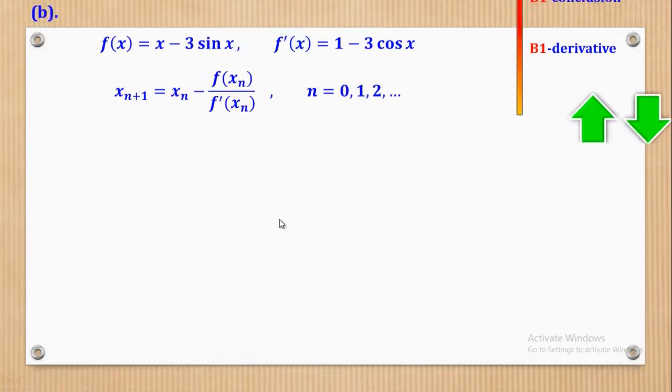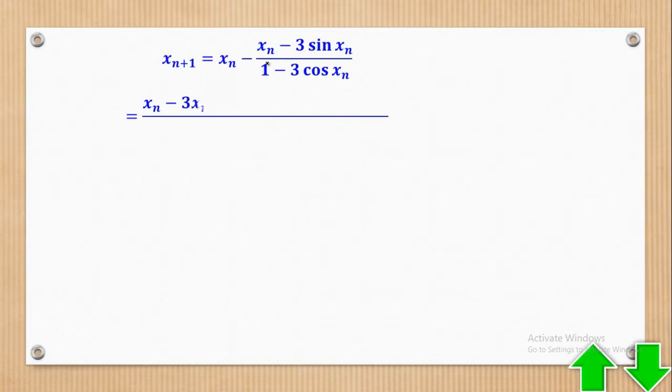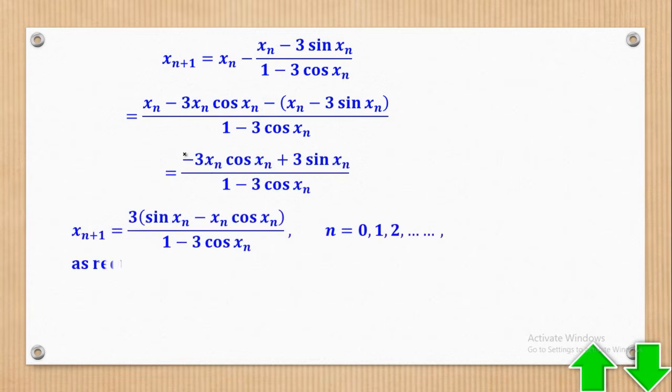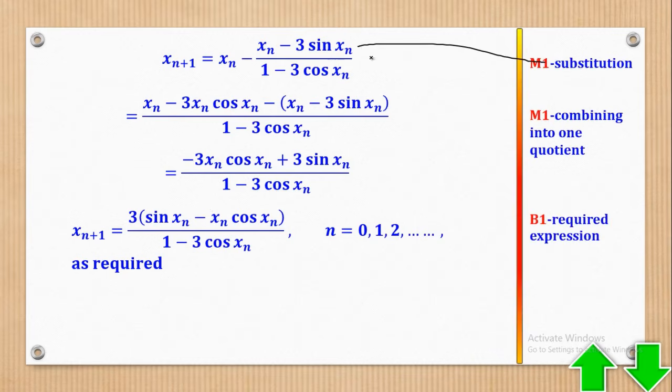So next is to substitute for f(x) and f'(x). So when I substitute this, what I'll get, then I'll simplify because they told us to prove. So I have to simplify it by getting the LCM, then expand and collect like terms, and then you express it in the required format. So basically that is what they wanted in the part of showing. Now we shall go to the hence part. So before we go to the hence part, M1 is for this substitution, M1 for combining into one quotient or getting LCM, and B1 for expressing in the required format.